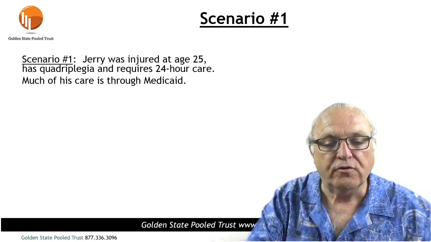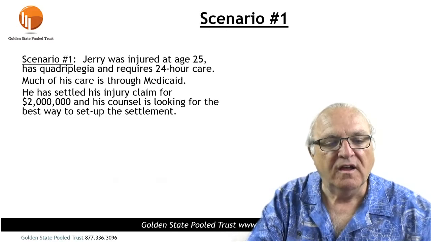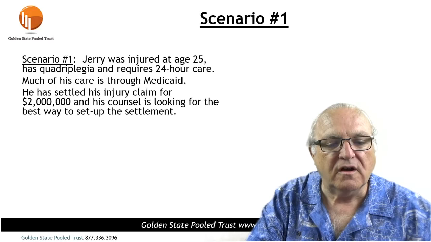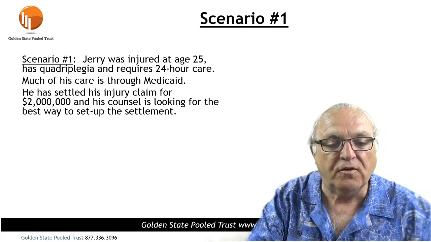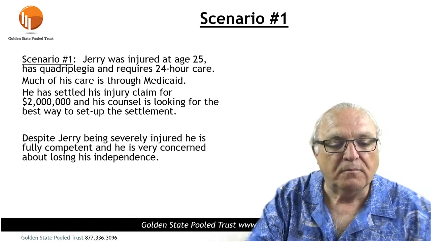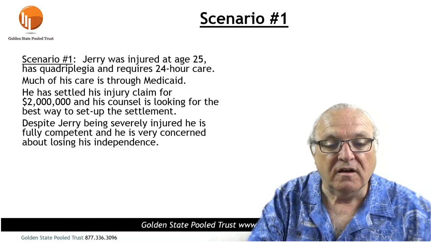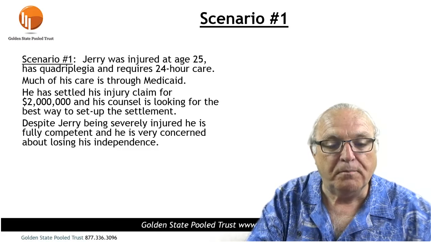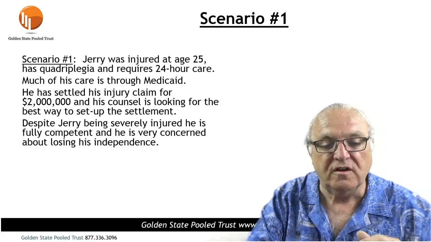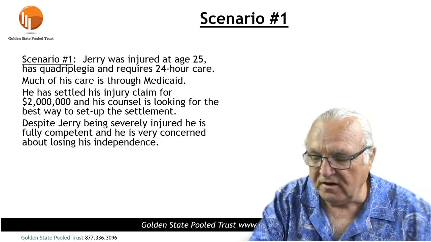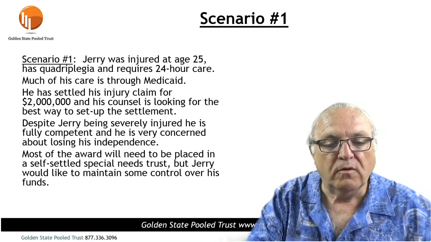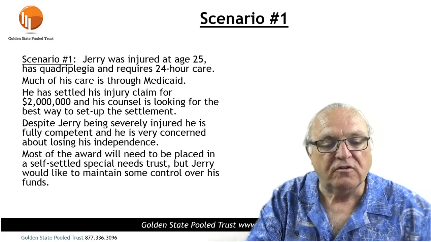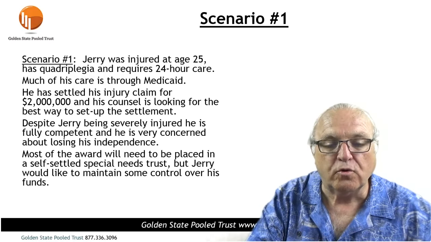Much of his care is through Medi-Cal. He settled his personal injury claim for $2 million, and his counsel is looking for the best way to set up the settlement. Despite Jerry being severely injured, he is fully competent and he's very concerned about losing his independence. This is actually based on a real case that I worked on. Most of the award will need to be placed in a self-settled special needs trust, but Jerry would like to maintain some control over his funds.